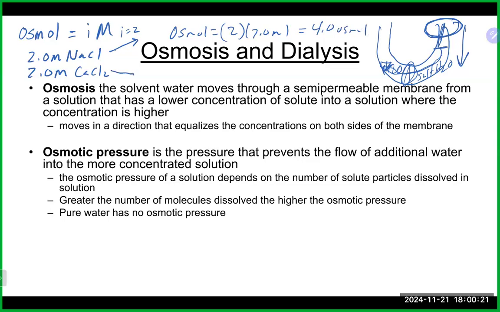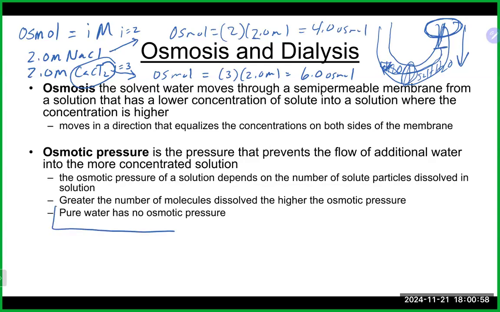And if we do the same calculation for our calcium chloride, where i is equal to 3, that would give us an osmolarity of 3 times our 2 molar. And that's going to give us 6 osmolarity. Because there are more particles in the calcium chloride, it has a higher osmolarity and also a greater osmotic pressure because of the number of particles in there. If you had 1 molar of a non-ionic, it would obviously be 1 osmolarity, as i would equal 1 in that case.